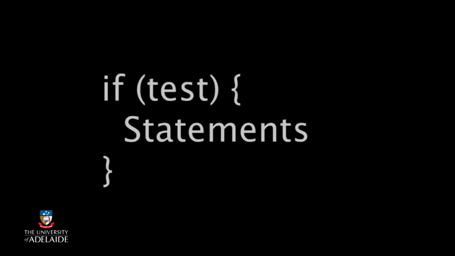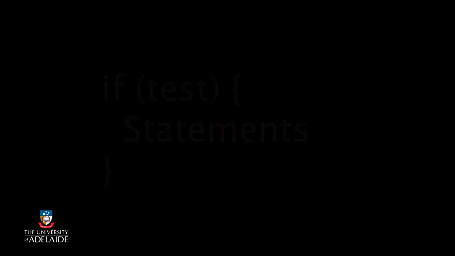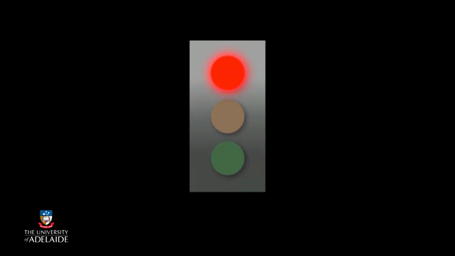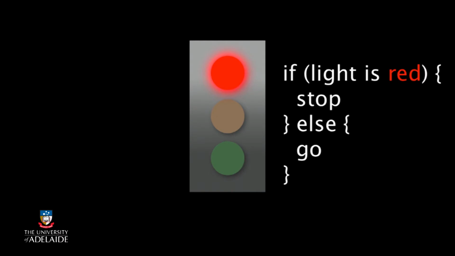The following text is a statement that we use to make conditions in our code. If (test) { statements }. Let's use this statement in combination with the rules for traffic lights as an example. If traffic light is red, stop, else continue.